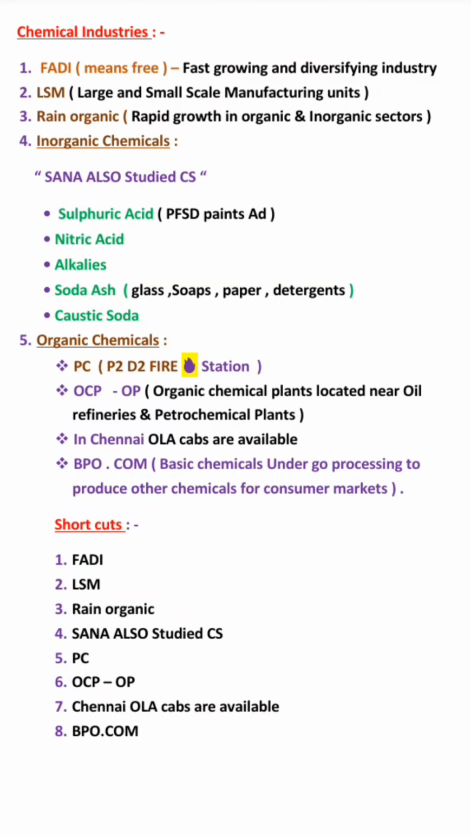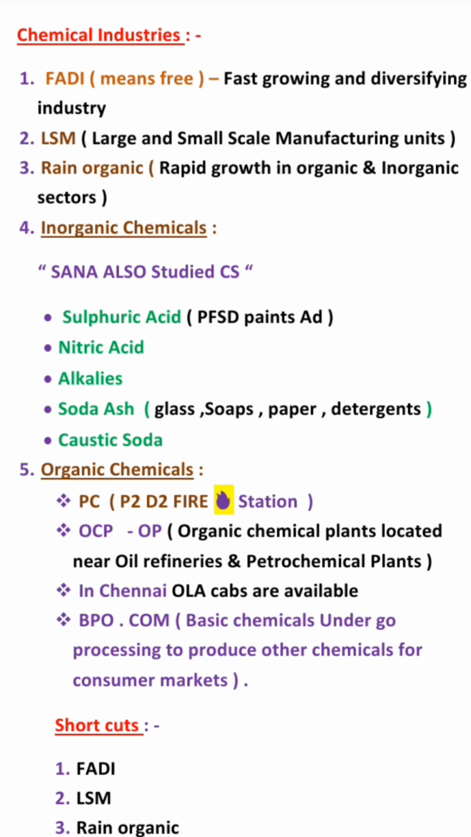Hello students, in this video I will tell you the shortcut for chemical industry. So let's see the shortcuts. These are the shortcuts. There are 8 shortcuts. Let's see what it means one by one.